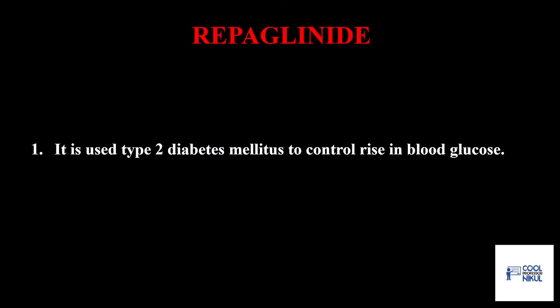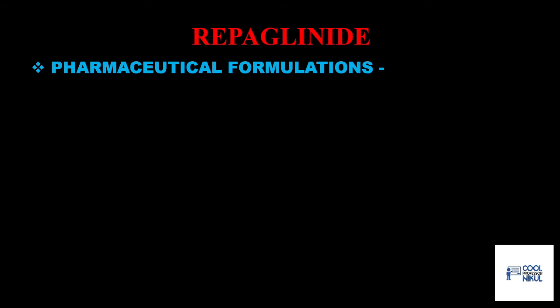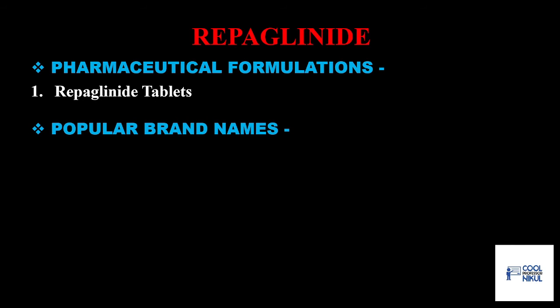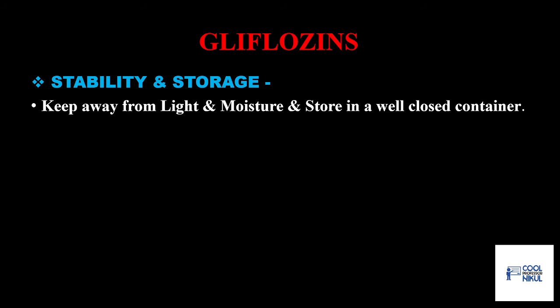Now repaglinide, stability and storage: it is stored in a well closed container, protected from light and moisture, and the use is, it is used in type 2 diabetes mellitus to control rise in the blood glucose level. Pharmaceutical formulations are mainly repaglinide tablets and the popular brand names are Prandimet, Urepa, Raflin and Glucornom.